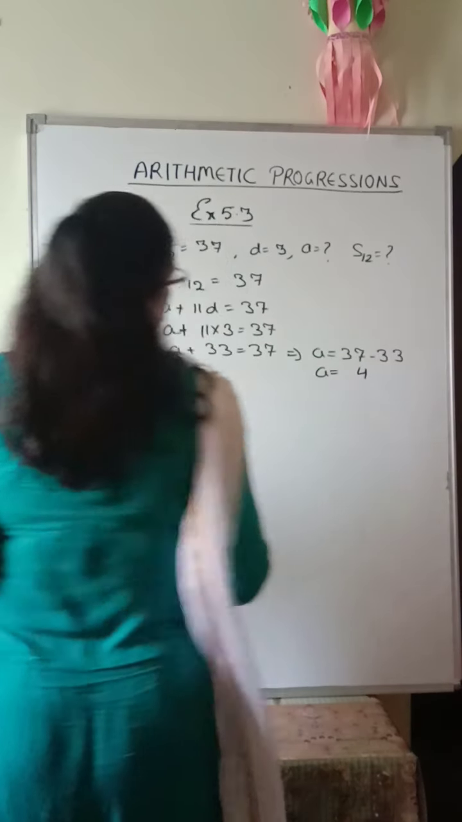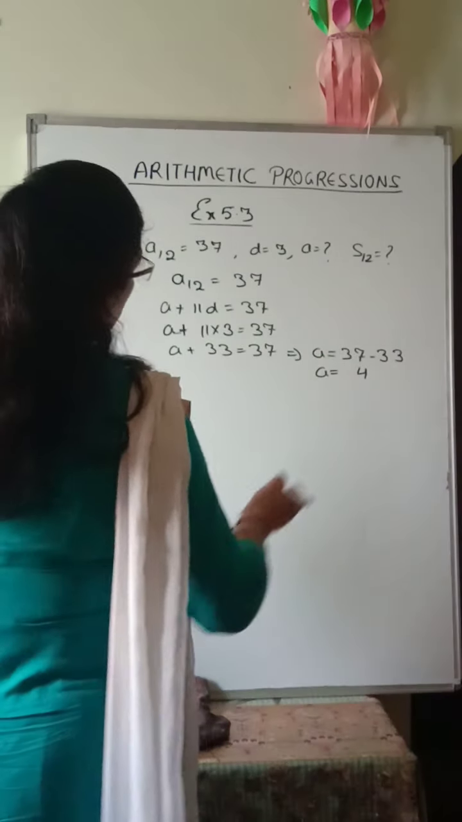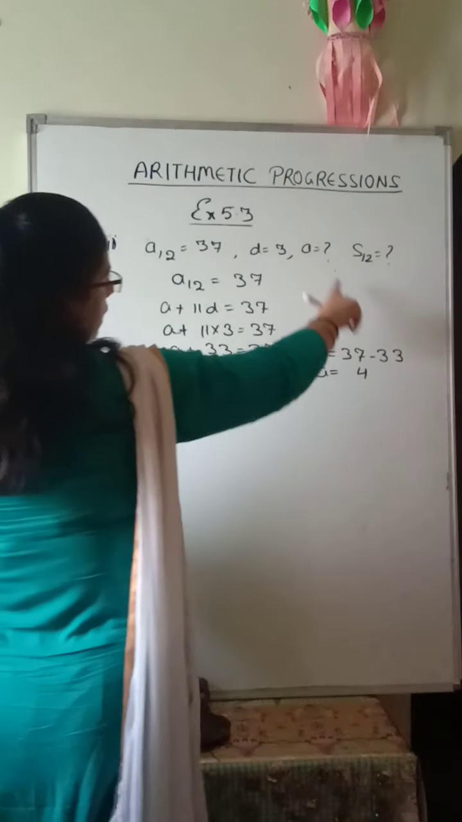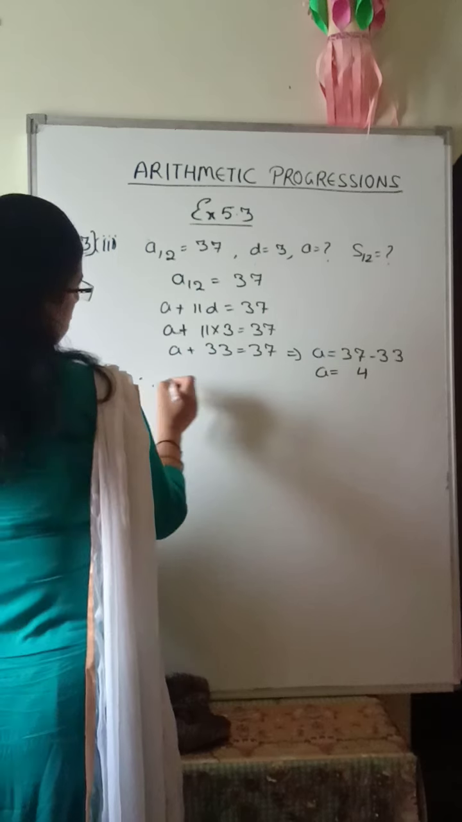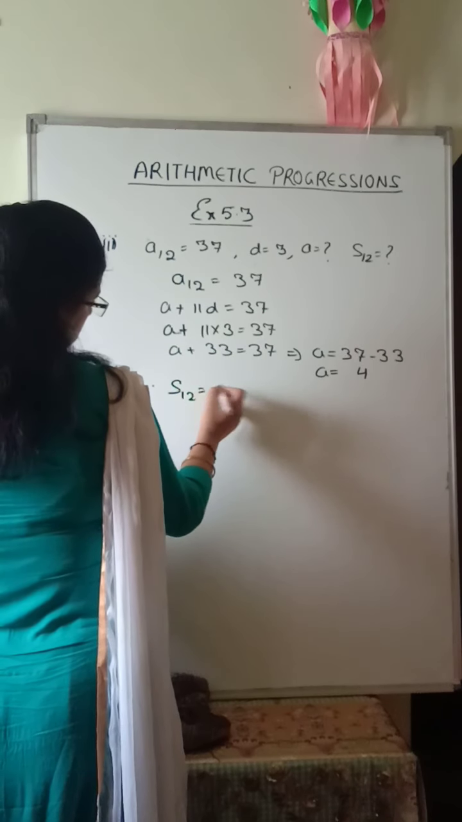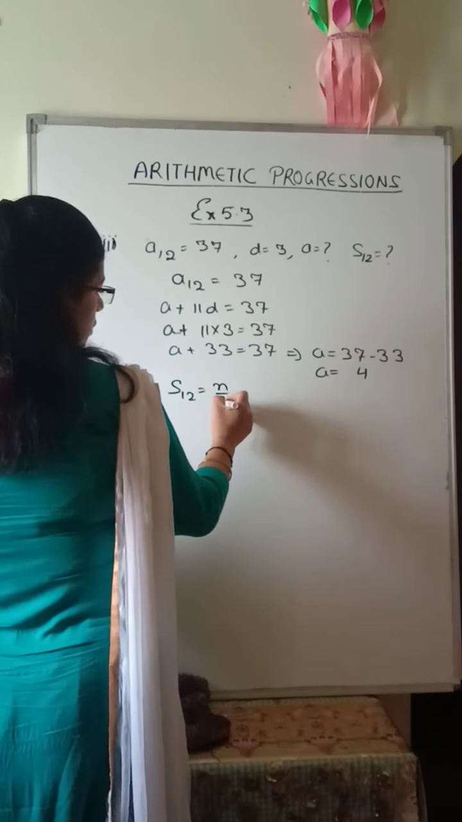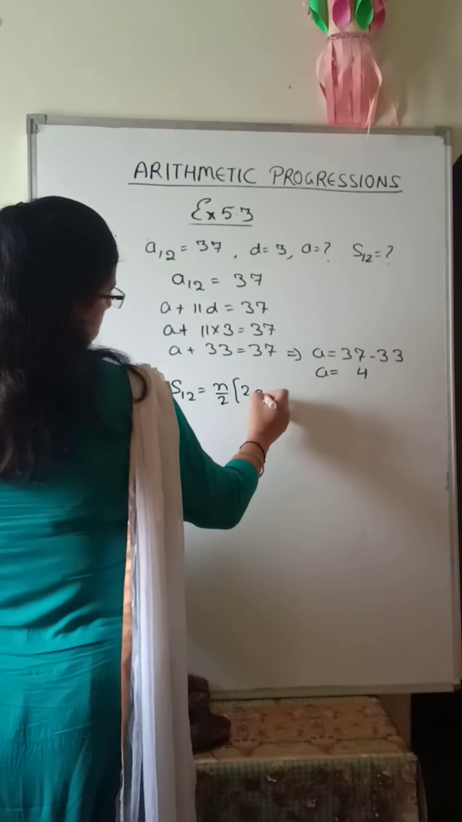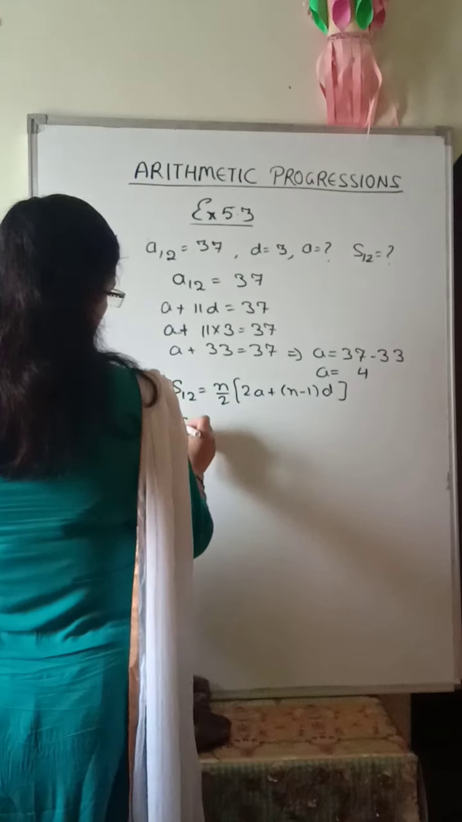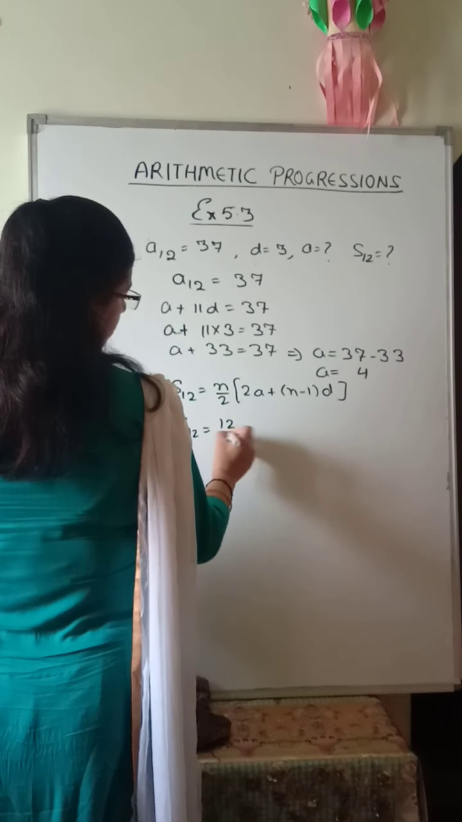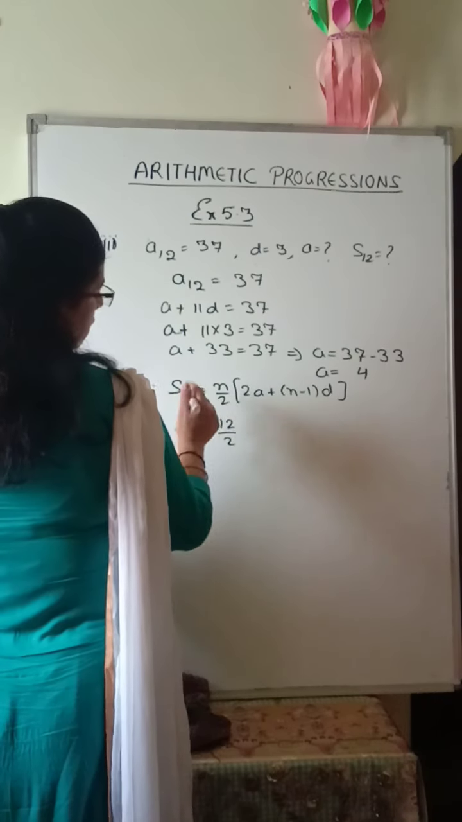A equals 4. Okay, now we got A. Now we want the sum of 12 terms. Therefore, the sum of 12 terms equals n by 2 into (2A plus (n minus 1) into D). So the sum of 12 terms equals 12 upon 2. Here we can write n. So this is the formula.